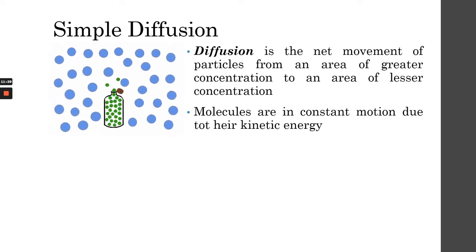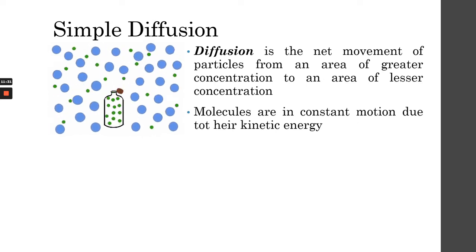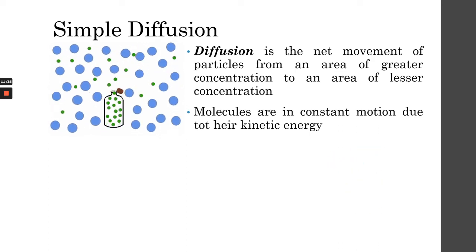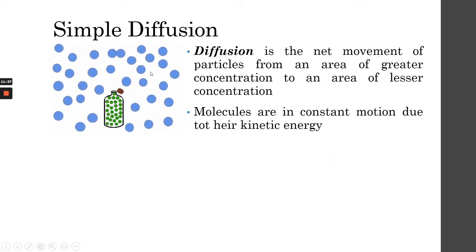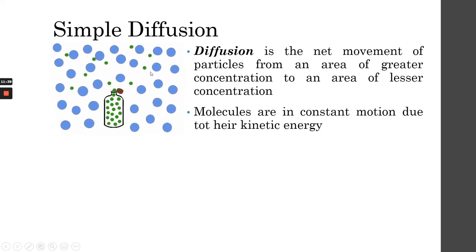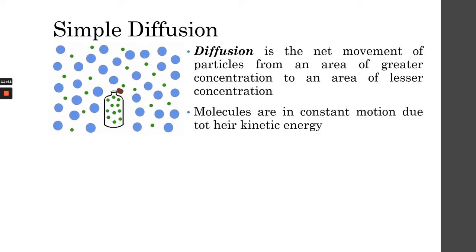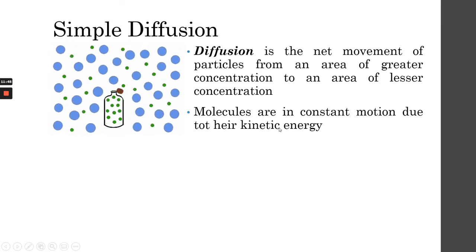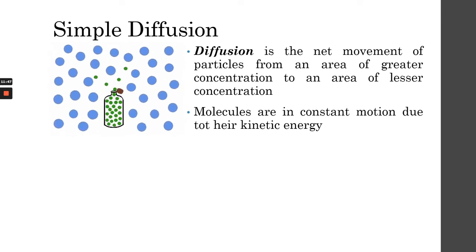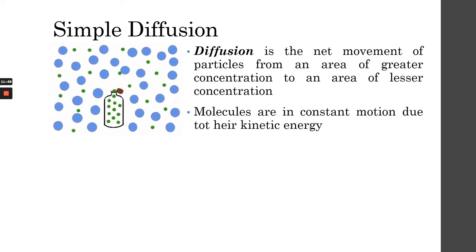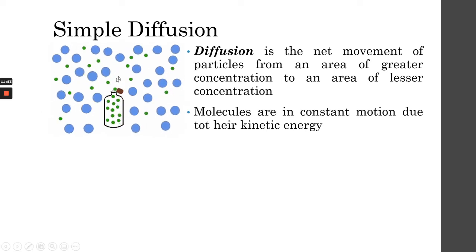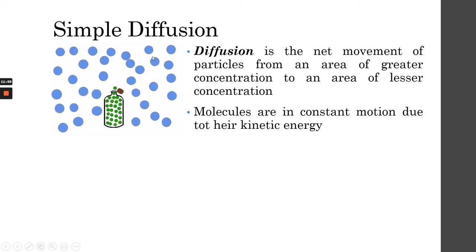And this happens simply because the molecules are in constant motion due to their kinetic energy. What that means is that we know that molecules move. We've discussed that a lot of times. And molecules have kinetic energy. Kinetic energy is related to movement. The higher the kinetic energy, the faster the movement. It's just a fact that particles move. And because particles move, they have to diffuse through the area.